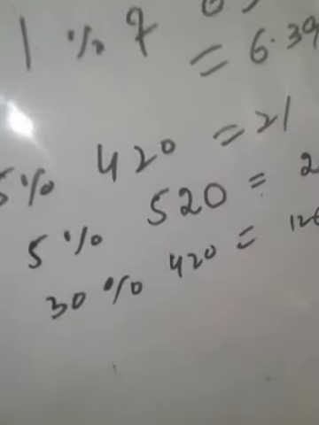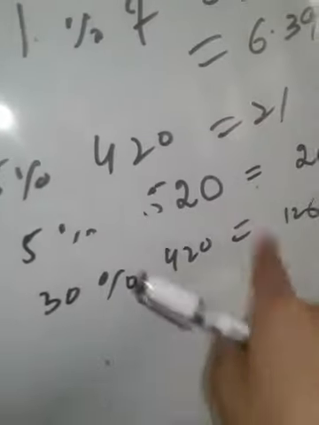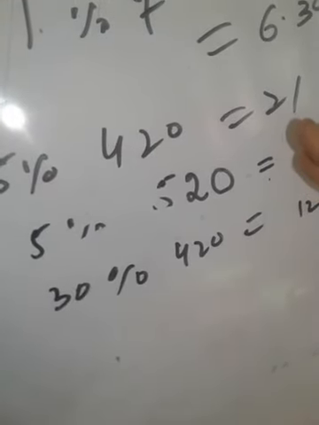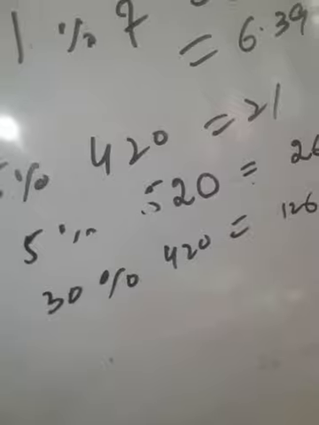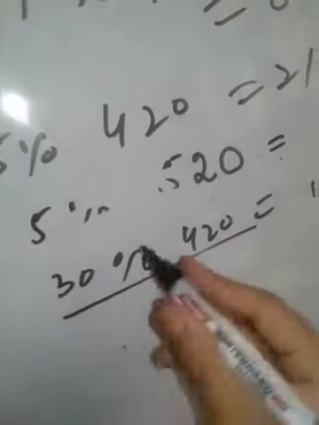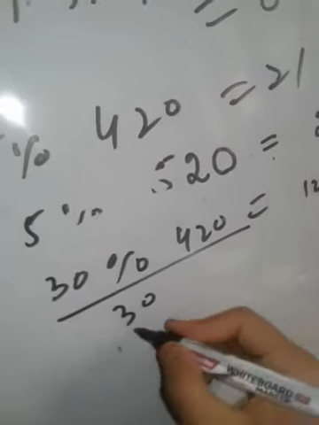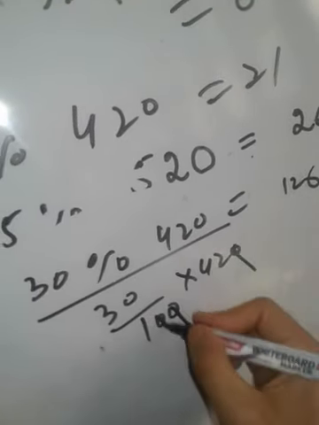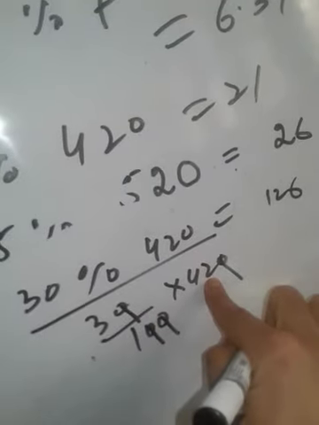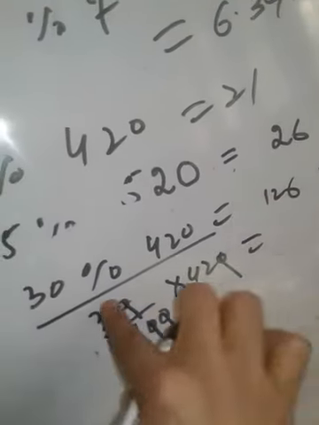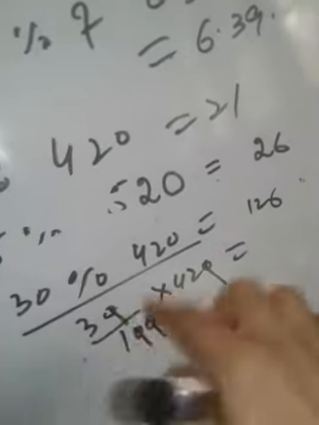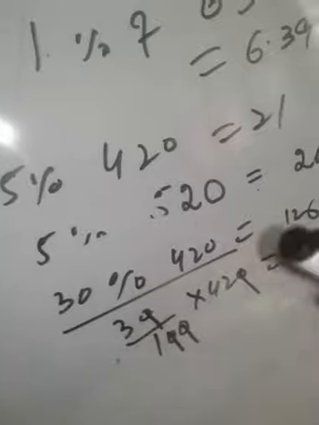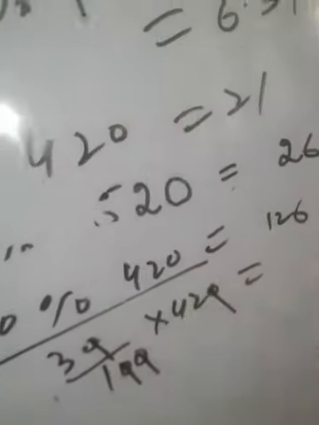One method is the conventional method, which you have been reading in your textbook or in your elementary classes. We approach it this way: 30 divided by 100 times 420. This and this cancel, then multiply, and we will get the same answer. But you see, it is a bit calculative. Later we will find some larger numbers. You can calculate any percentage value of any number.